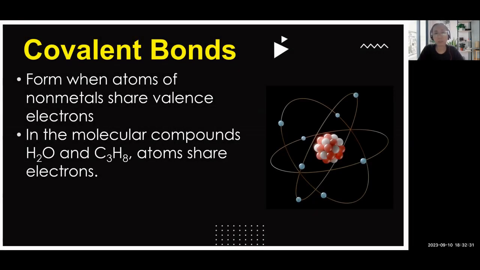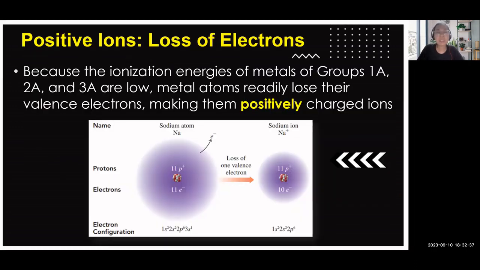Now, with the transfer of electrons, we form what we call positive ions and negative ions. Positive ions are formed whenever we lose electrons. Because the ionization energies of metals of groups 1A, 2A, and 3A are low, metal atoms readily lose their valence electrons, making them positively charged ions.